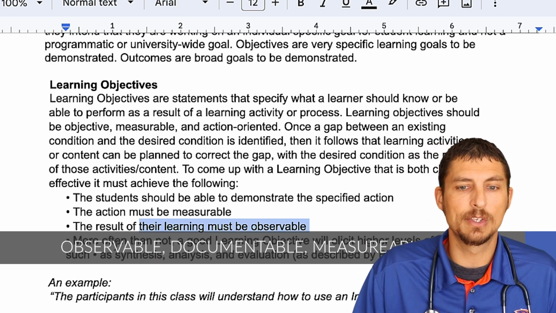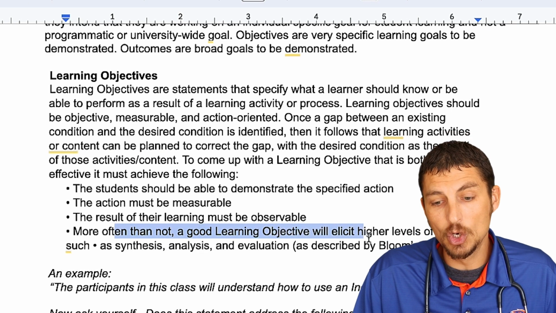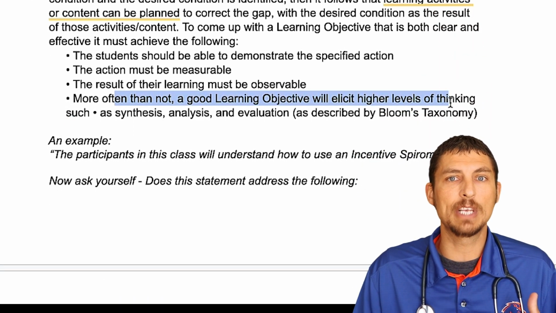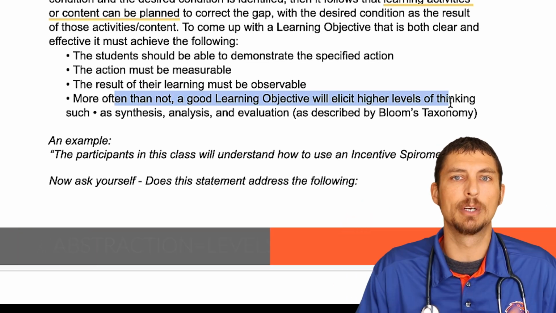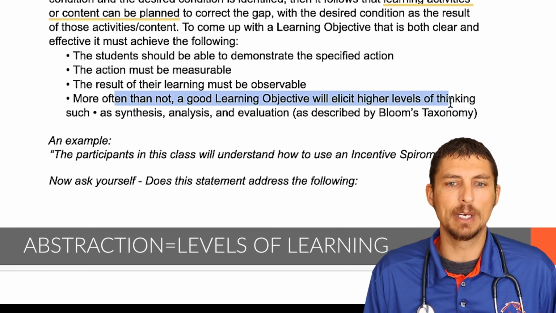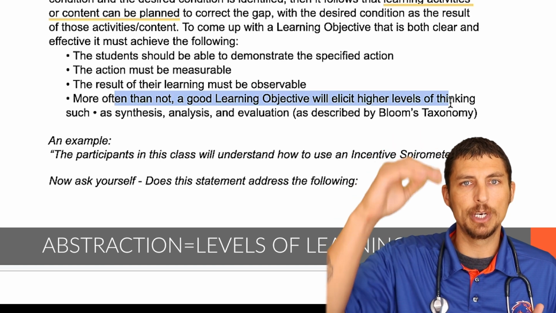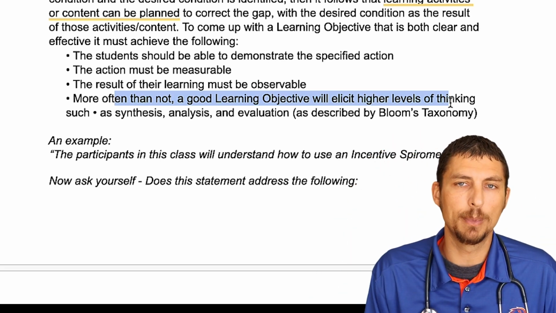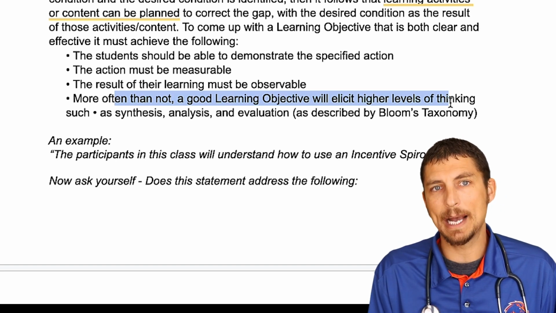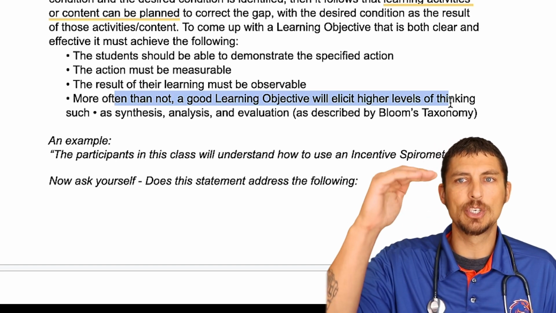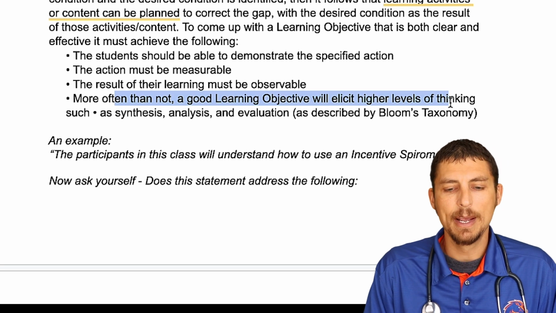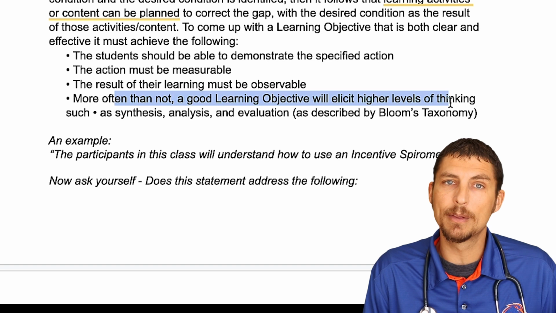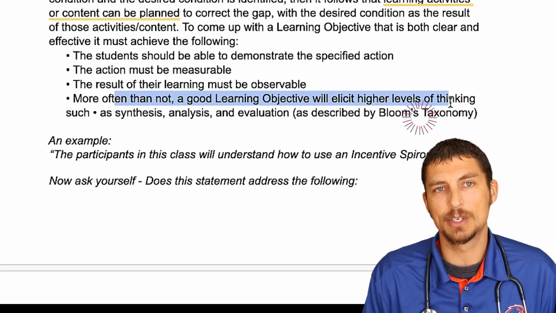Now, one more thing to consider. More often than not, a good learning objective is going to elicit higher levels of learning. So this is that concept of abstraction that we discussed last week, in that the higher levels of learning you're capable of achieving, the more abstract your learning becomes. So think about Bloom's taxonomy when we are going up each individual level there, and that your action verbs should be aligning somewhere with one of those levels of Bloom's taxonomy.